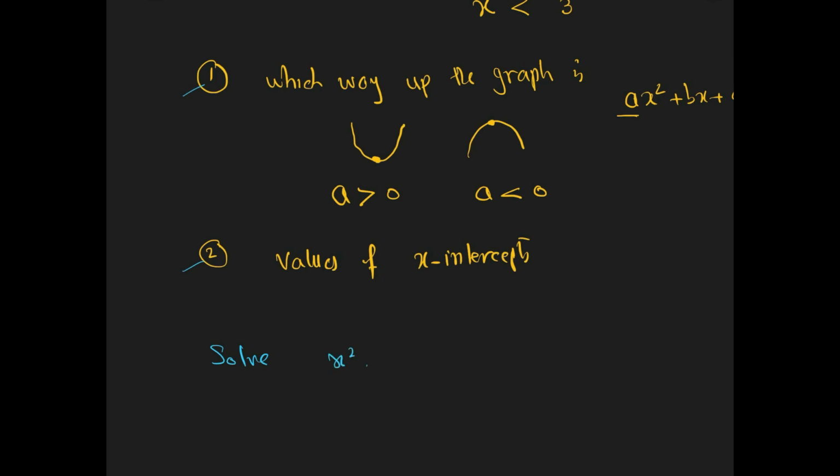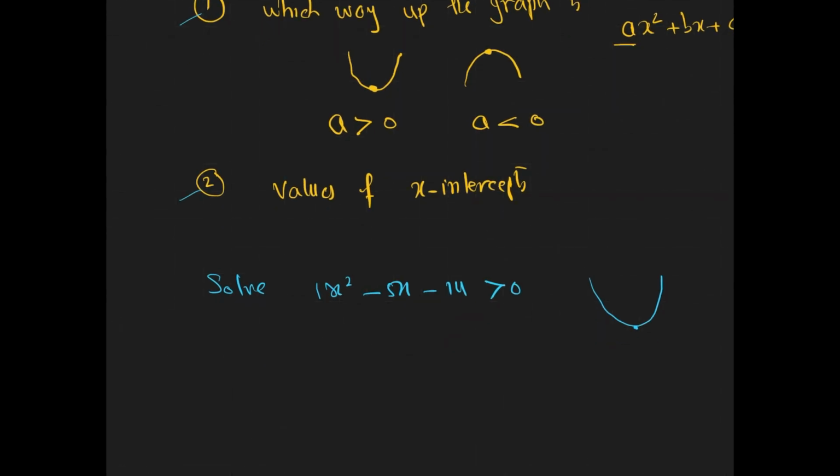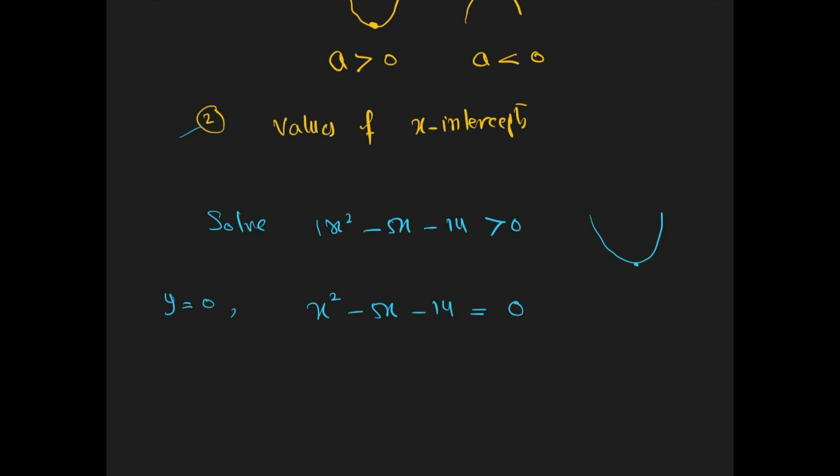Solve x squared minus 5x minus 14 is greater than 0. We can see that the coefficient of x squared is positive 1. Therefore, the shape of the curve will be such that it has a minimum point at its vertex. In order to get the values of x-intercepts, we can put y is equal to 0. Therefore, our inequality will become x squared minus 5x minus 14 is equal to 0. We change this inequality into an equation just to work out the values of x-intercepts.